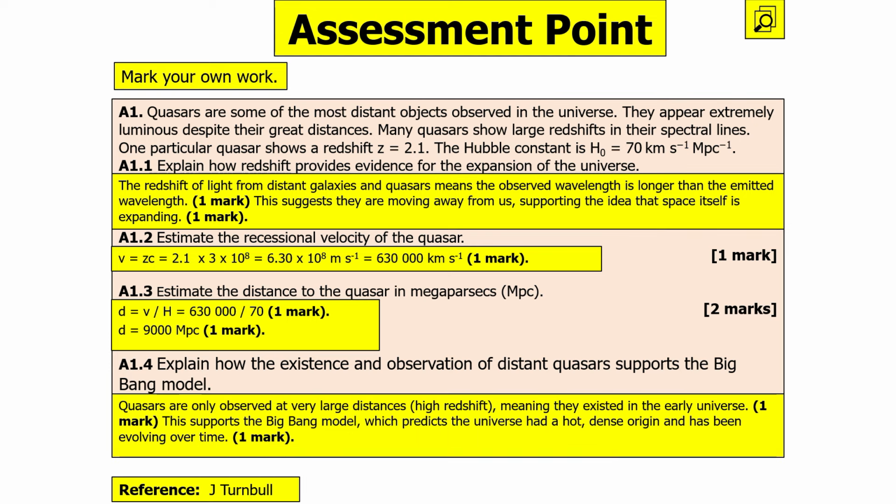Now, quasars are only observed at very large distances as they have a high redshift, meaning that they only existed in the early universe. This supports the hot Big Bang model, which predicts the universe had a hot, dense origin and has been evolving over time.